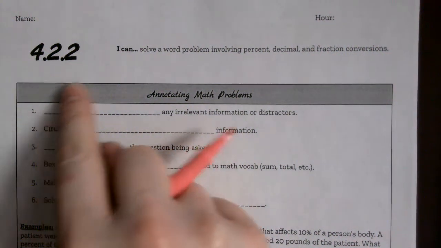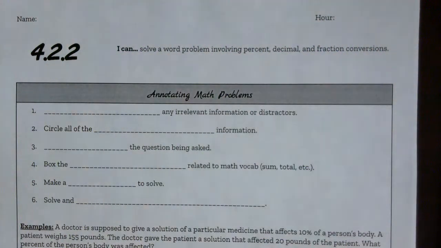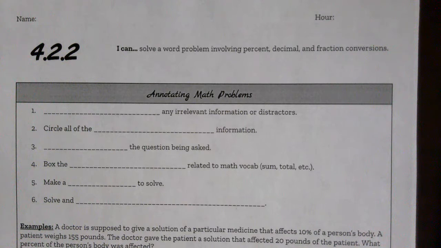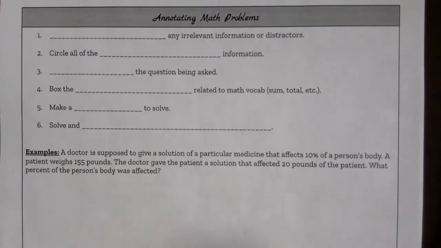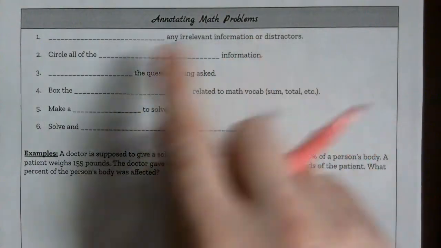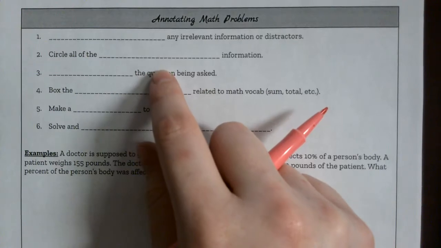Hello, in this video we're going to go through learning target 422, which is basically just to solve a word problem that involves percents, decimals, fractions, things like that. So the first thing we're going to talk about is how to annotate a math problem. And annotating is just like drawing your attention to the important information.